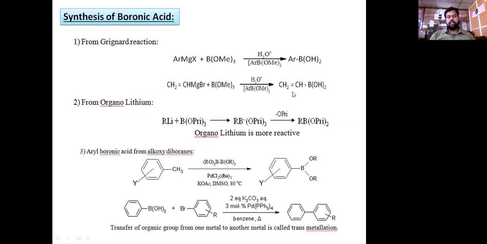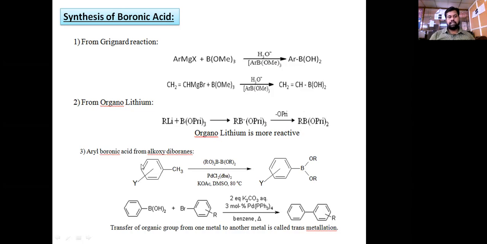And the same thing with alkene, or we can go with alkyne substitutions. So this will be used in the reaction, right? And the next one is from organolithiums. In organolithiums, alkyl lithiums are used with boron type. Organolithiums are more reactive, and here we also get some products with these organoboranes, right?